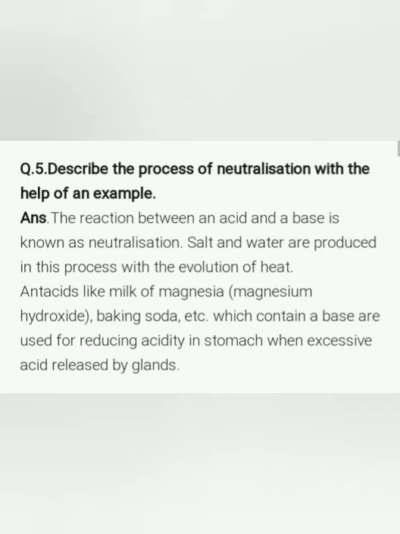Here you have to write about the neutralization process with its example. So what is a neutralization reaction? The reaction between an acid and a base is known as a neutralization reaction. We have studied earlier that when an acid and a base react with each other, that reaction is known as a neutralization reaction. And what products are formed? Salt and water are formed.